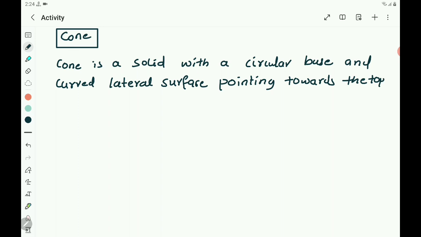Then you draw the figure of the cone, circular base, and the curved surface is pointing towards the top. Then the distance between the center of the base and the top is called the height, and this is the slant height, that is the distance between the circumference of the circular base to the top, and this is the radius.